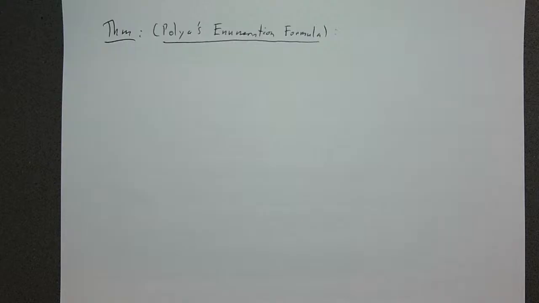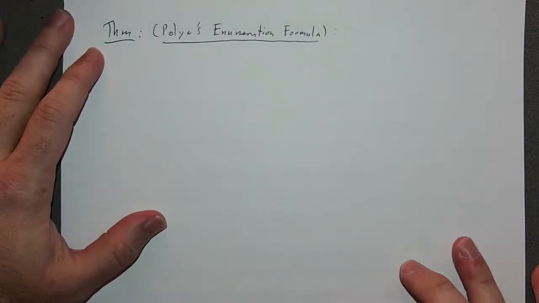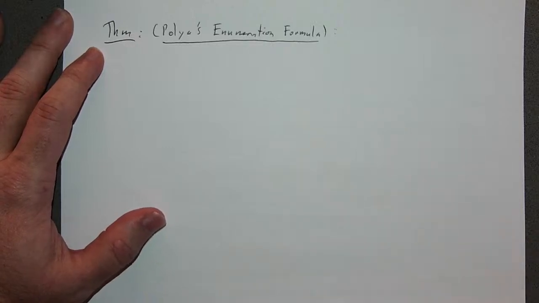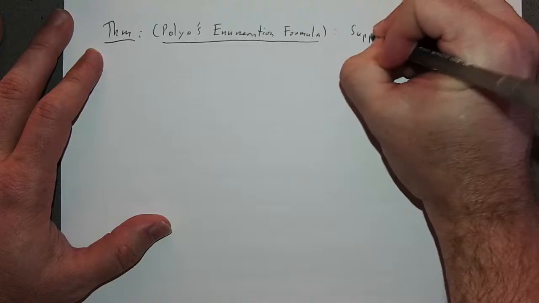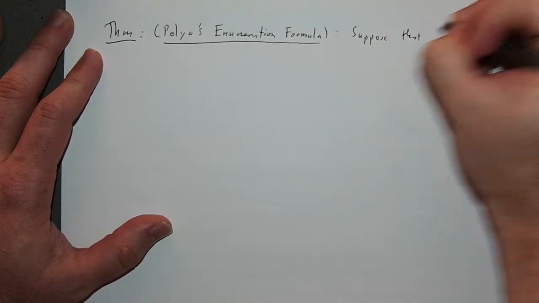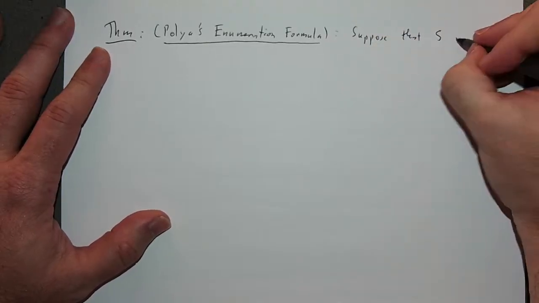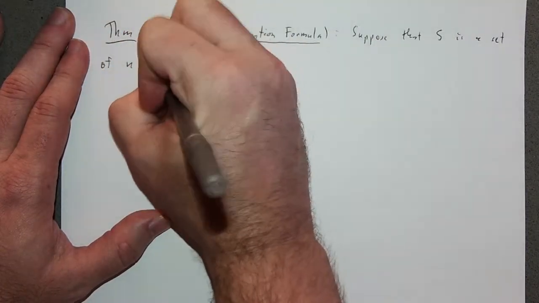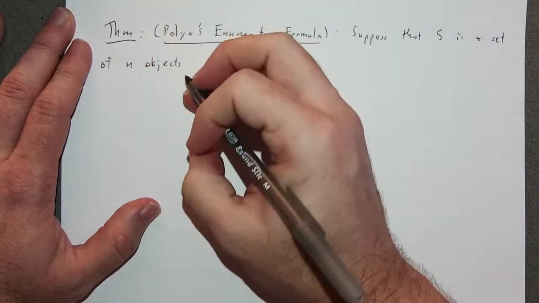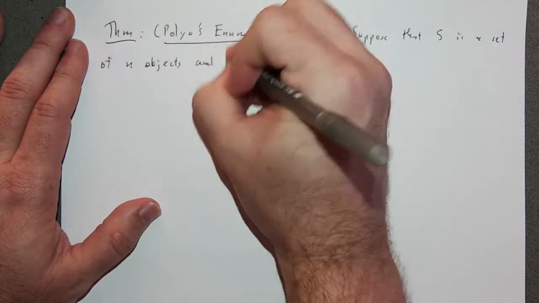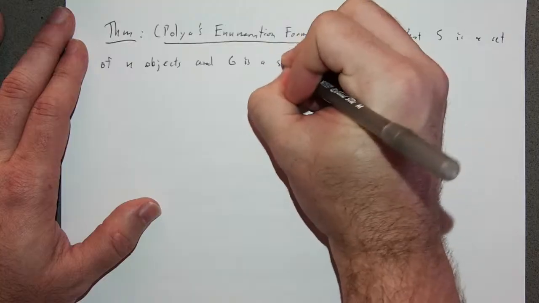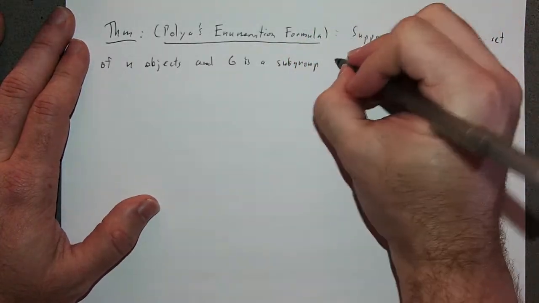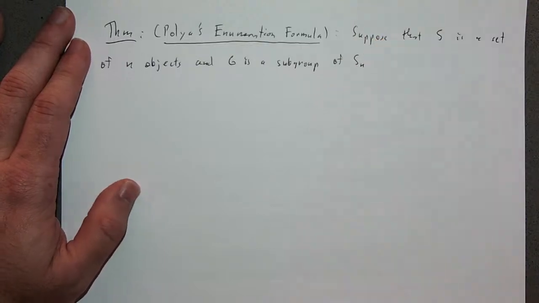Okay. So I'm going to state it just like the textbook states it. Everything's going to be exactly the same. If you look this up in the textbook, you're going to see the exact same notation, exact same everything. So suppose that S is a set of n objects and G is a subgroup of the symmetric group S sub n.